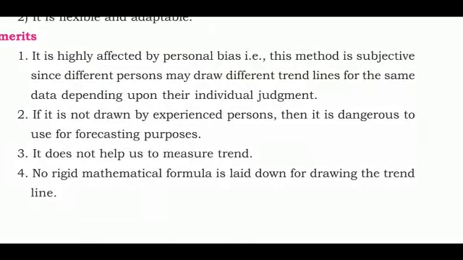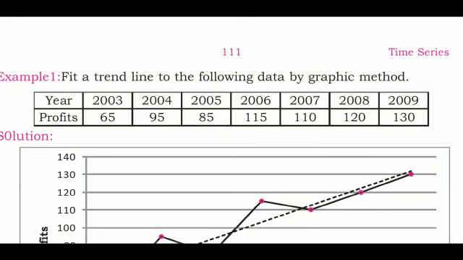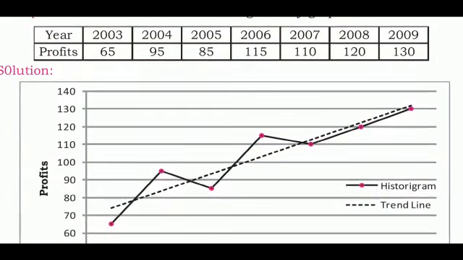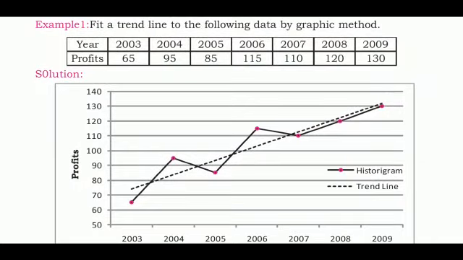Let us check an example to make things more clear. Fit a trend line to the following data by the graphic method. What is given? Year and profits. The years run from 2003 to 2009, and the profit values are 65, 95, 85, 115, 110, 120, 130. What you have to do is very simple. You have to draw the graph. Profits are on the y-axis and year is on the x-axis. You take a suitable scale.